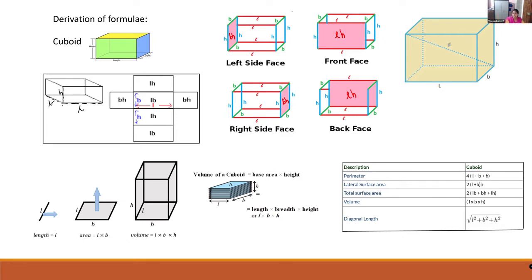So we can get the lateral surface area of the cuboid by using the base perimeter. The base perimeter is 2 into (L plus B). So we are stacking the 2 into (L plus B) up to the height h. So the formula is 2 into (L plus B) into h, that is the perimeter of the base rectangle into height.